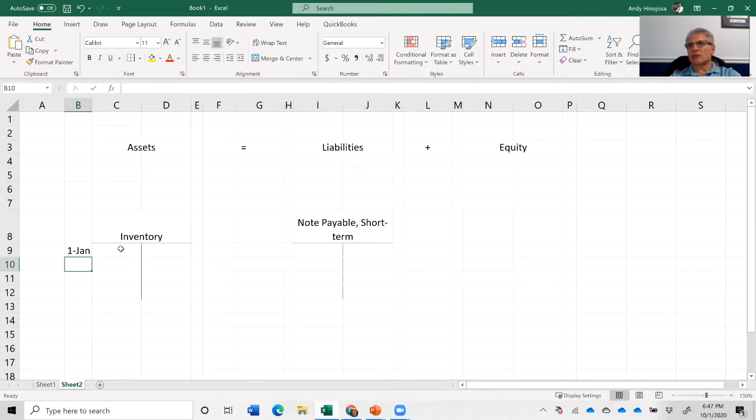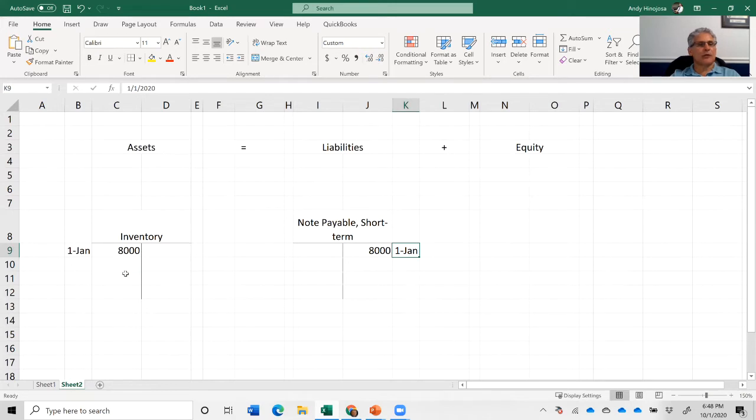So this is on January 1. We're looking at a purchase of $8,000 of inventory. It's going to be a debit to inventory and then a credit to notes payable, which is a liability. It is short-term, so we'll identify it as such. So the impact to the accounting equation is that assets are going to increase by $8,000. Liabilities will increase by $8,000 as well.